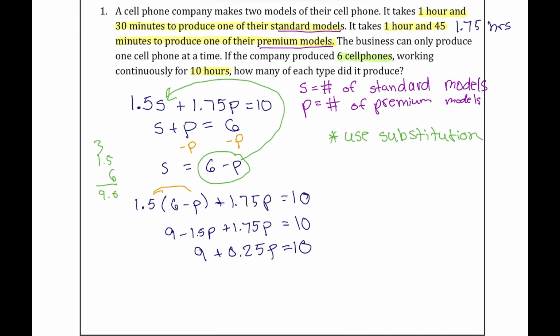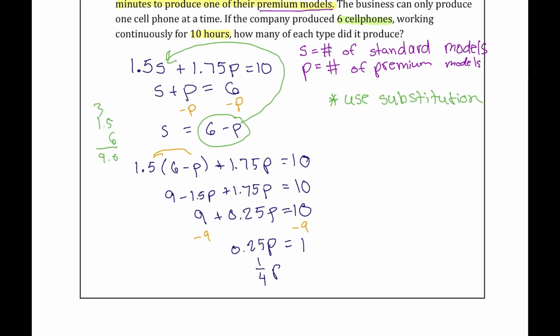From there, we want to subtract 9 from both sides. Minus 9. So we have 0.25P equals 1. Now, what we could do is divide both sides by 0.25. Alternatively, what I like to do is think of 0.25 as a fraction. That would be 1/4. And so if we want 1/4 to just be 1, we would simply multiply both sides by 4. So if we multiply both sides by 4, that becomes P equals 4. So we have our solution for P.